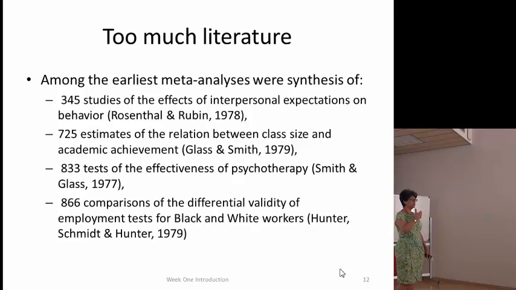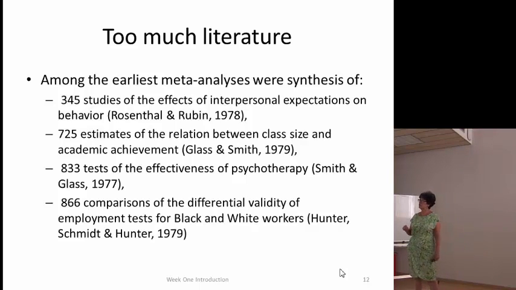Then also in the educational literature and in the psychotherapy literature, Gene Glass and Mary Lee Smith were interested in a couple of questions. And then in my own field of industrial organizational psychology, Jack Hunter and Frank Schmidt were interested in whether employment selection procedures developed in one organization were also valid if they were used in other organizations. By the time they came up with the idea of doing a research synthesis, there had been 345 studies looking at this interpersonal expectation behavior.